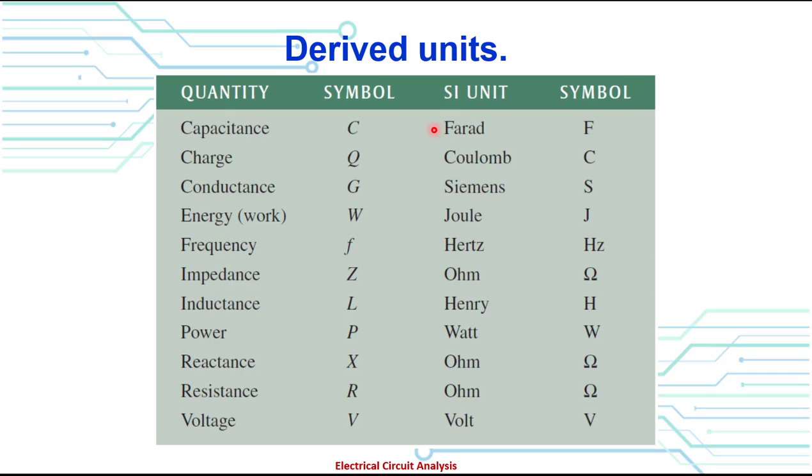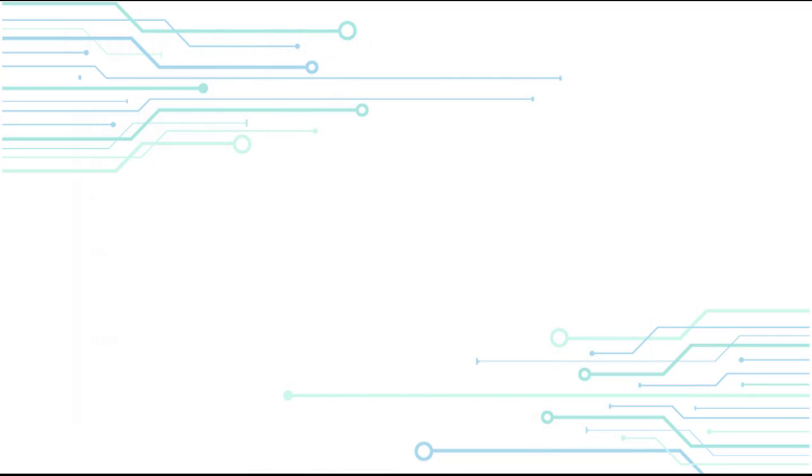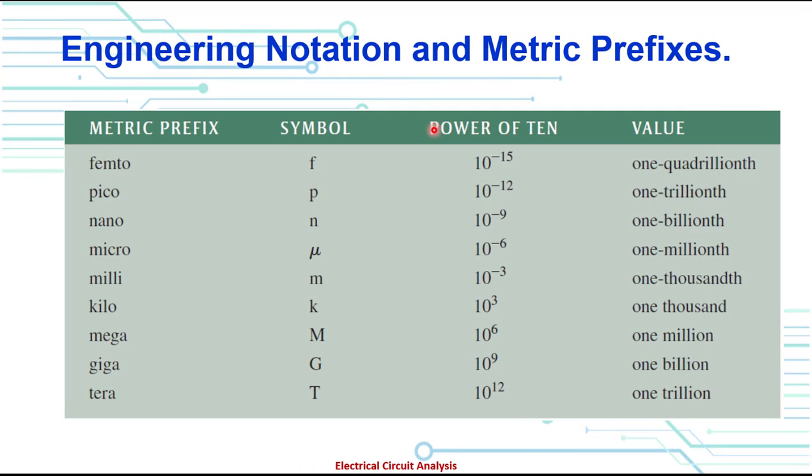Unit for capacitance is farad, unit for charge is coulomb, unit for conductance is Siemens, for energy joule, frequency hertz, impedance is ohm, inductance Henry, power watt, reactance ohm, resistance is ohm, and volt for voltage. And we'll come across these units.